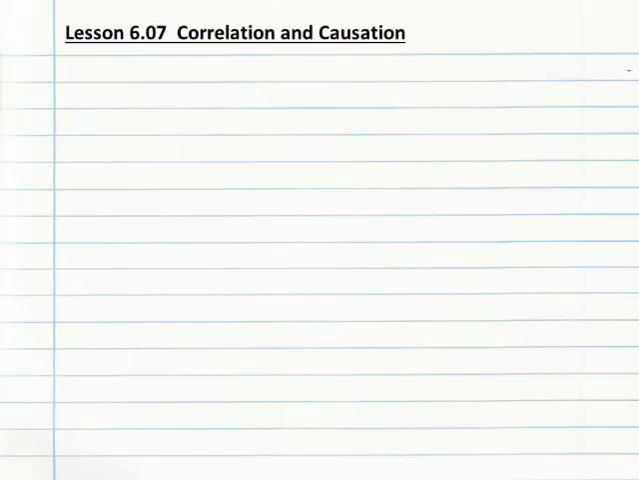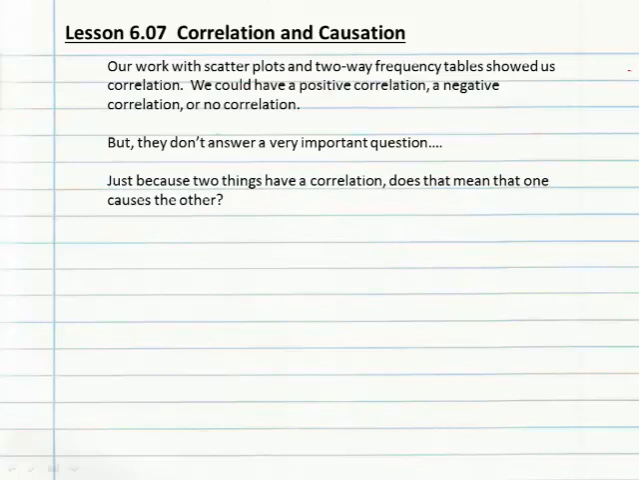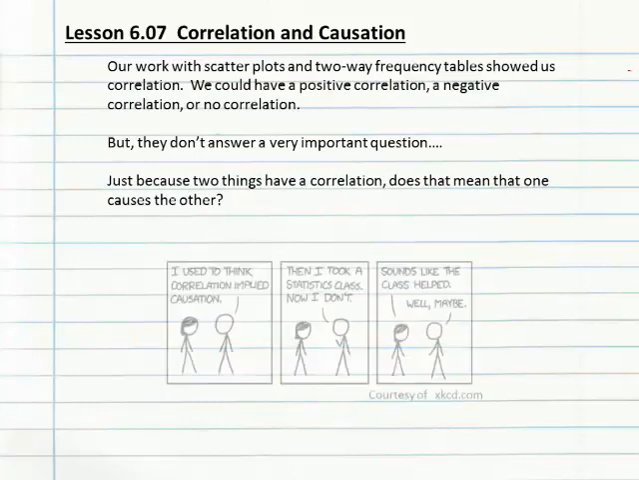Lesson 6.7, Correlation and Causation. Okay, our work with scatter plots and two-way frequency tables showed us correlation. We can have a positive correlation, a negative correlation, or no correlation. But correlation doesn't answer a very important question. Just because two things have a correlation, does that mean one causes the other?